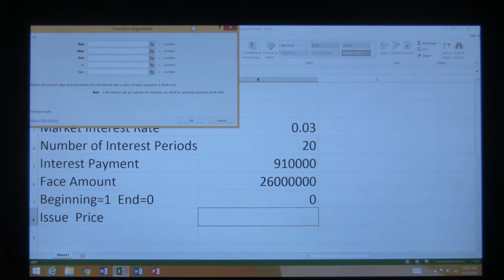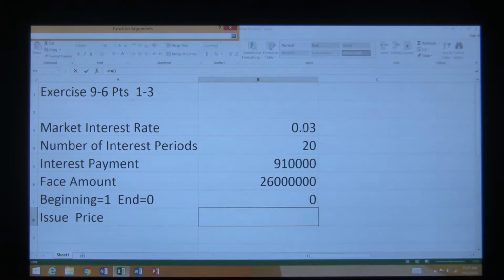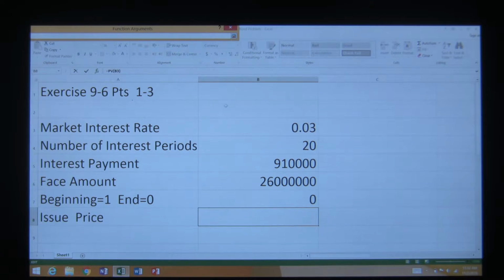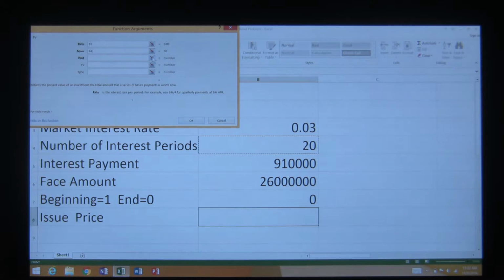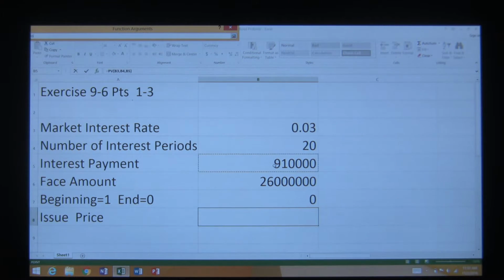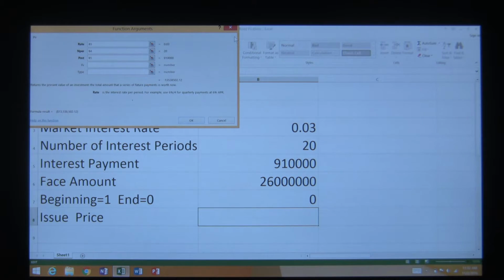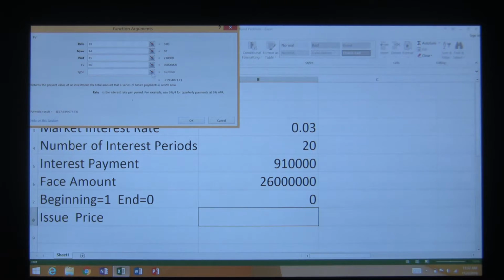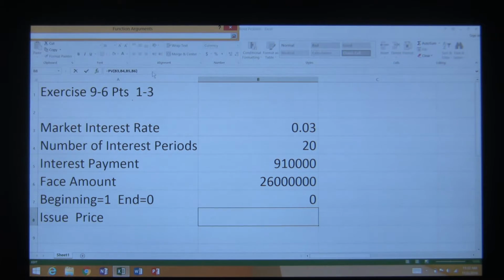So it wants the market interest rate. Pick that. Say OK. Now it wants to know the number of interest periods. Click on that little selection box and then say OK. Then it wants to know how much these semi-annual payments are going to be. Click on that. Come back to OK. It wants to know what the face value is. So click on 26 million, say OK. And again, here you have to put in the type. So you have to click in 0.